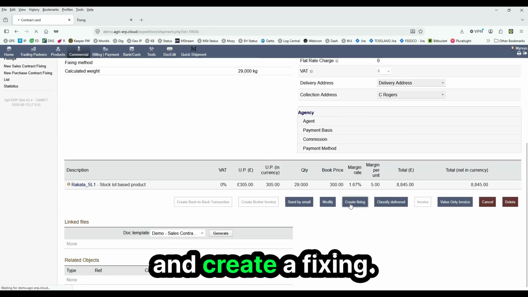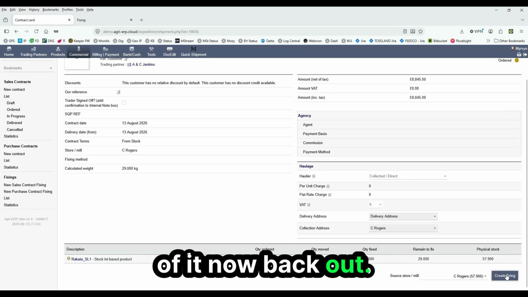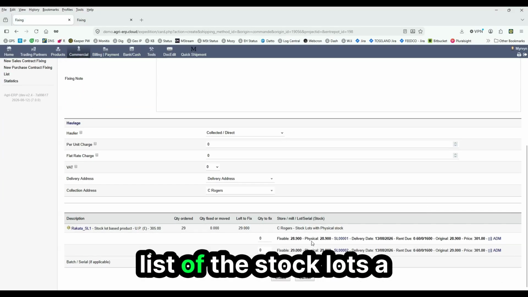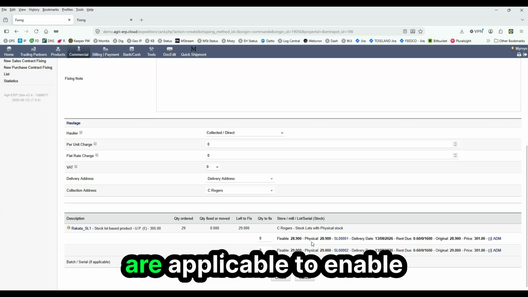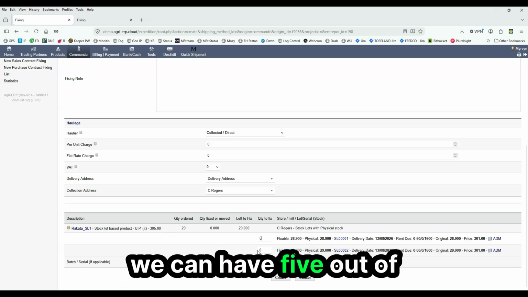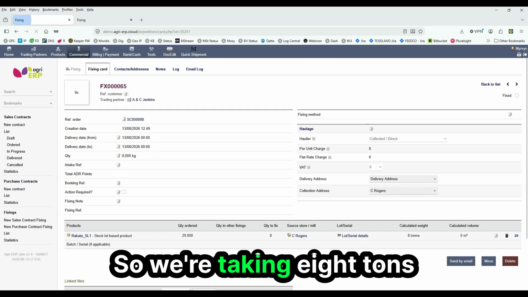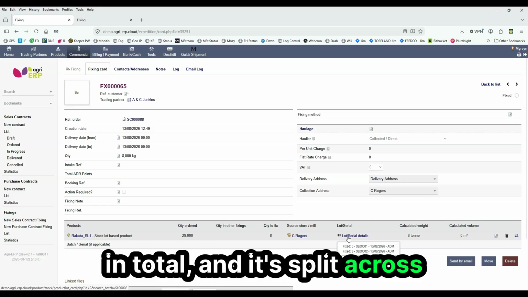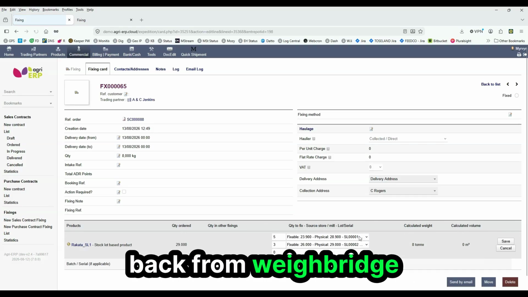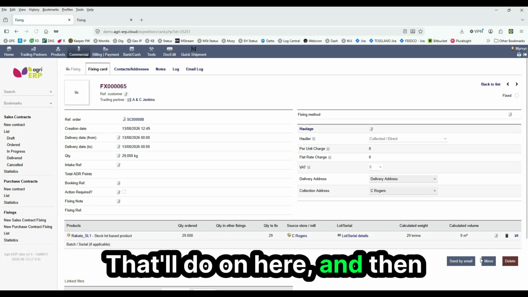And then we will go and create a fixing. So this is drawing down on this sales contract to actually ship some of it back out. When we go to create the fixing, you're presented with a list of the stock lots that are applicable, to enable you to choose which one you want to take. So if we take, for instance, 5 out of that one, and 3 out of that one just for this example, we're taking 8 tons in total, and it's split across these different stock lots. When you get details back from the weighbridge, you can go and amend them as necessary. That'll do on here, and then we move it on the system.